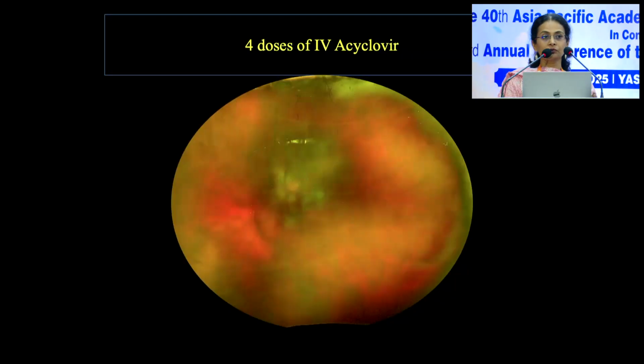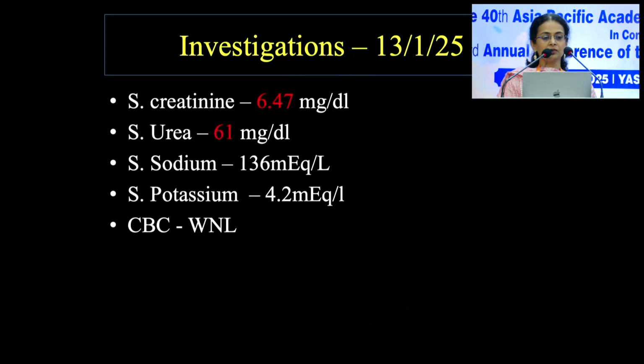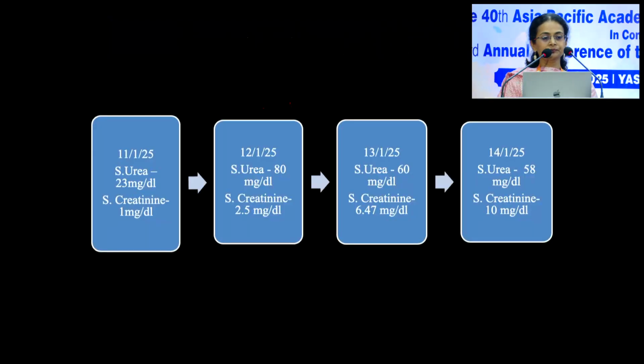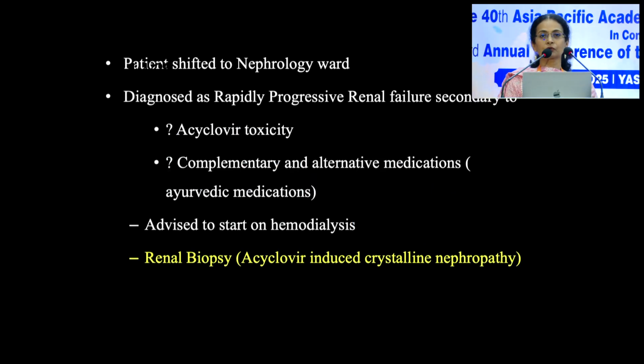This was after 5 doses of IV acyclovir. Now what do you do? You stop IV acyclovir. His investigations showed that his creatinine kept on rising despite stopping acyclovir. Urea kept on rising. So this was the sequence: 11 Jan, 12 Jan, 13 Jan, 14 Jan. His creatinine had shot up to 10. Now he was shifted to the nephrology ward.